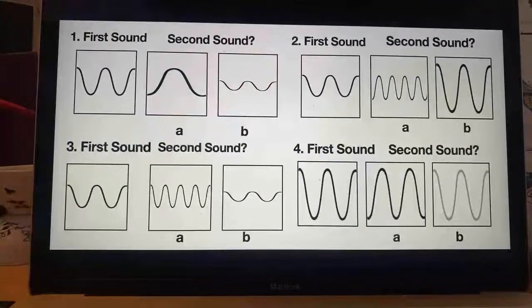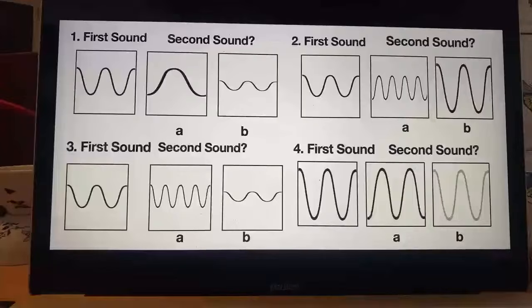Well, what's happened? The note has got lower, right? The second sound is lower. The pitch, like how high or low a note is, is decided by its frequency, and it's lower, so we're looking for fewer waves per second. So it's this one, right? If this is 2 waves per second here, this is only 1 wave per second, so it was A. All right, let's do the second one.